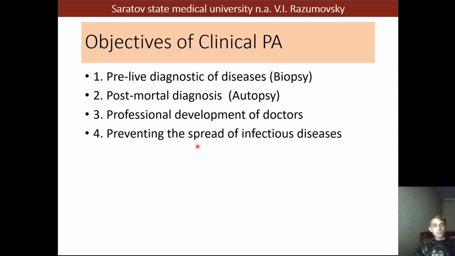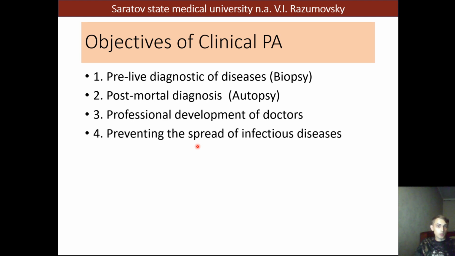The third objective is professional development of doctors. This objective is realized by autopsy. In autopsy, the doctor with the pathologist finds out the reasons for the patient's death, and the doctor should compare the reasons with the clinical manifestation of the disease, clinical and morphological manifestation, and it should help the doctor in the treatment of other patients.